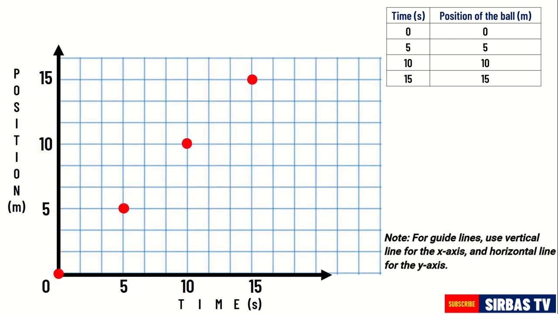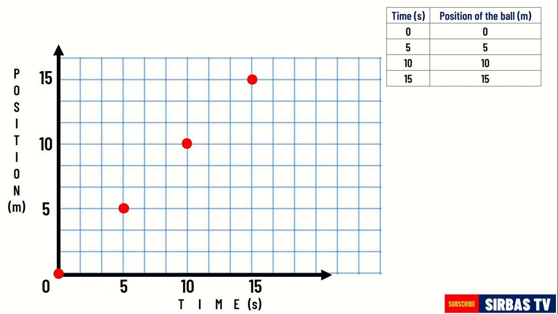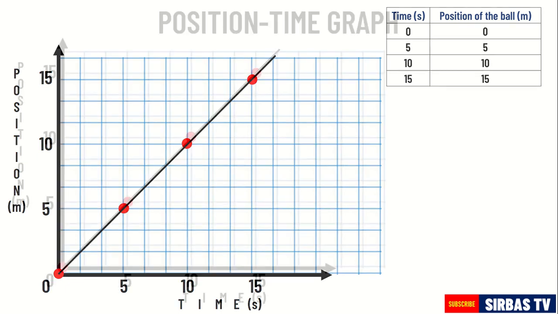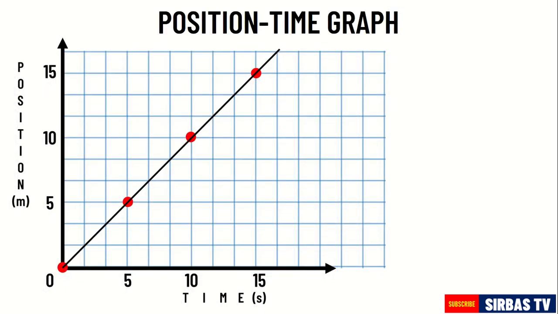You can remove the vertical lines that we drew a while ago since they are just guidelines. After plotting all the given data, draw a line through the points in the graph. Now you have created a graphical representation of the motion of the ball. The graph that we just created is an example of position-time graph. We can use this graph to describe the position of the object at any given time.